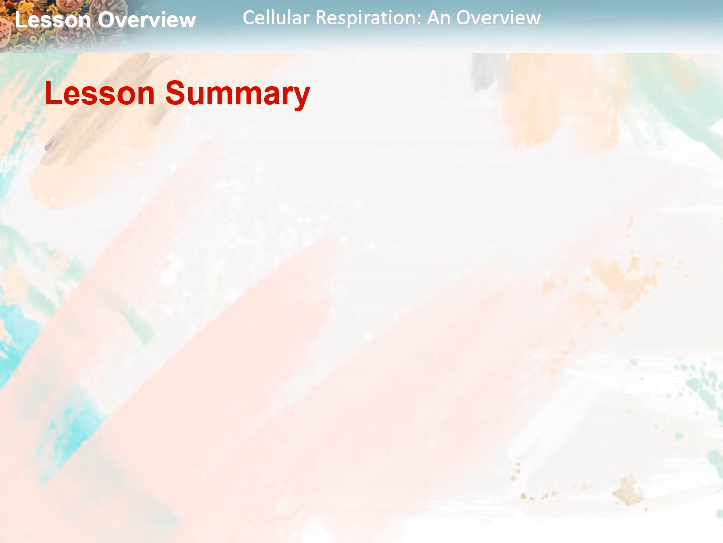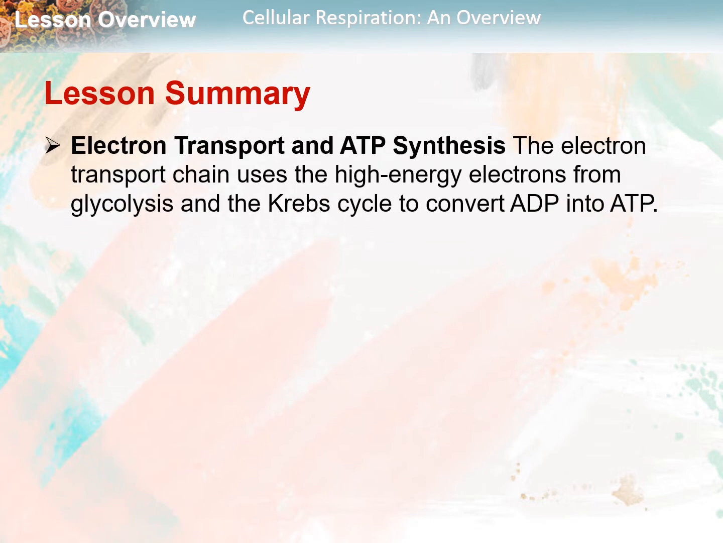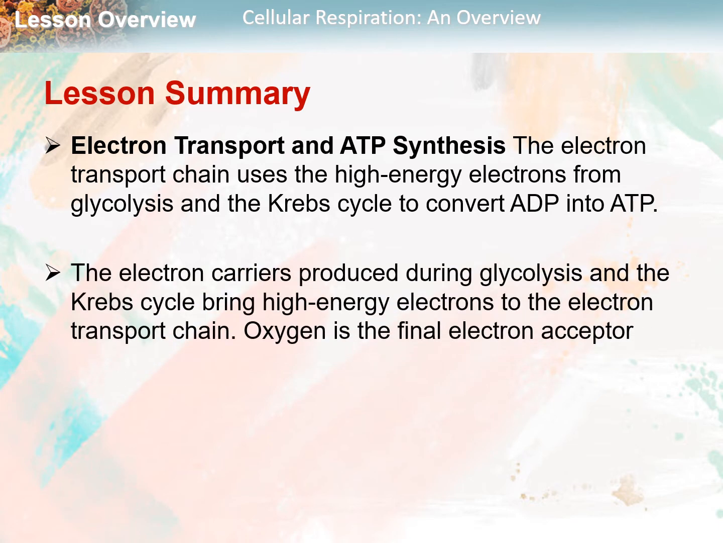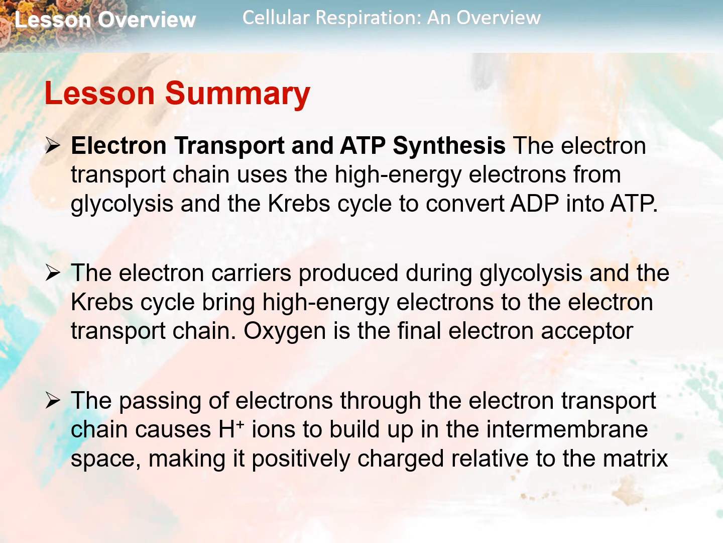So let us now summarize the electron transport chain and ATP synthase. The electron transport chain uses the high-energy electrons from glycolysis and the Krebs cycle to convert ADP into ATP. The electron carriers produced during glycolysis and the Krebs cycle bring high-energy electrons to the electron transport chain. Oxygen is the final electron acceptor. The passing of electrons through the electron transport chain causes hydrogen ions to build up in the intermembrane space, making it positively charged relative to the matrix.